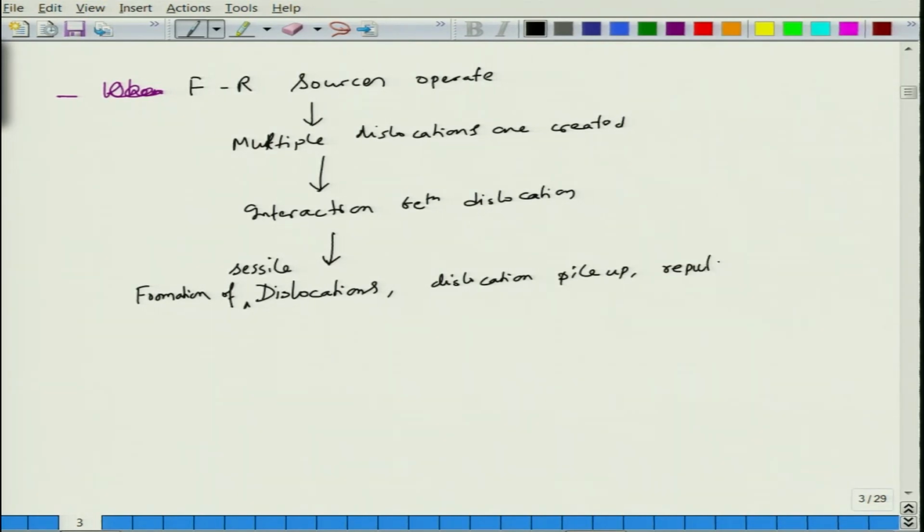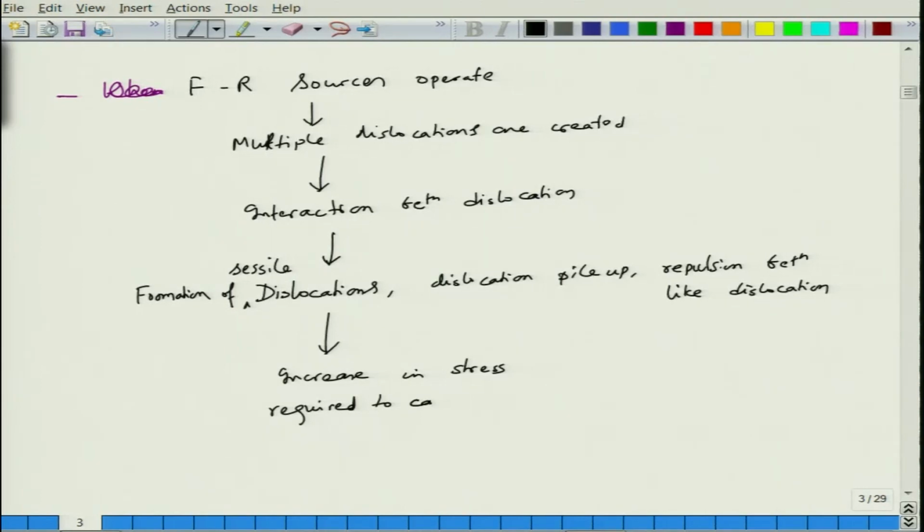repulsion between like dislocations, etc. All of this happens as a function of deformation, and all of this leads to an increase in the stress required to cause deformation. So, basically this is what is called strain hardening or work hardening. This is the first mechanism that we have looked at.